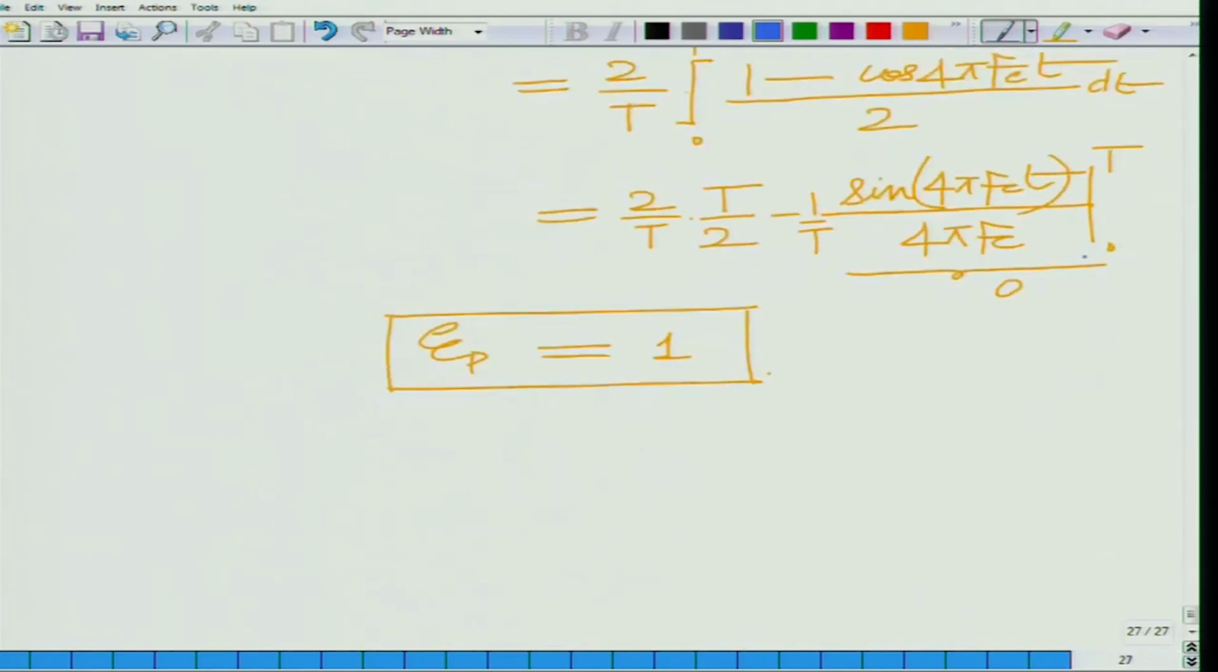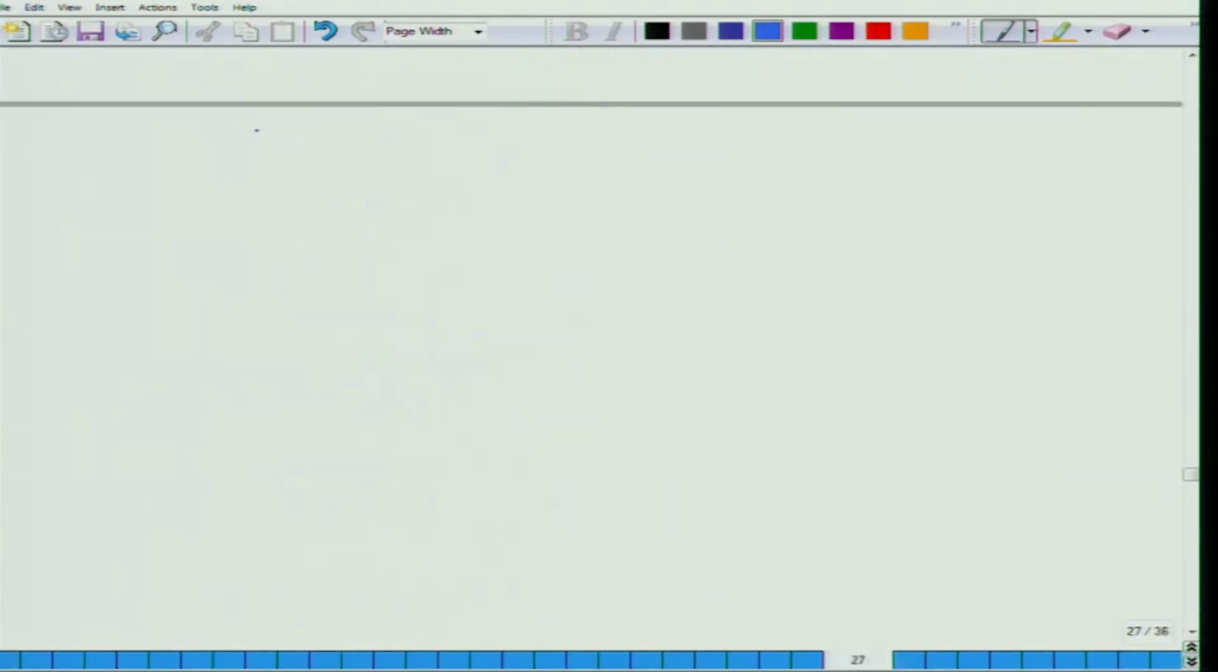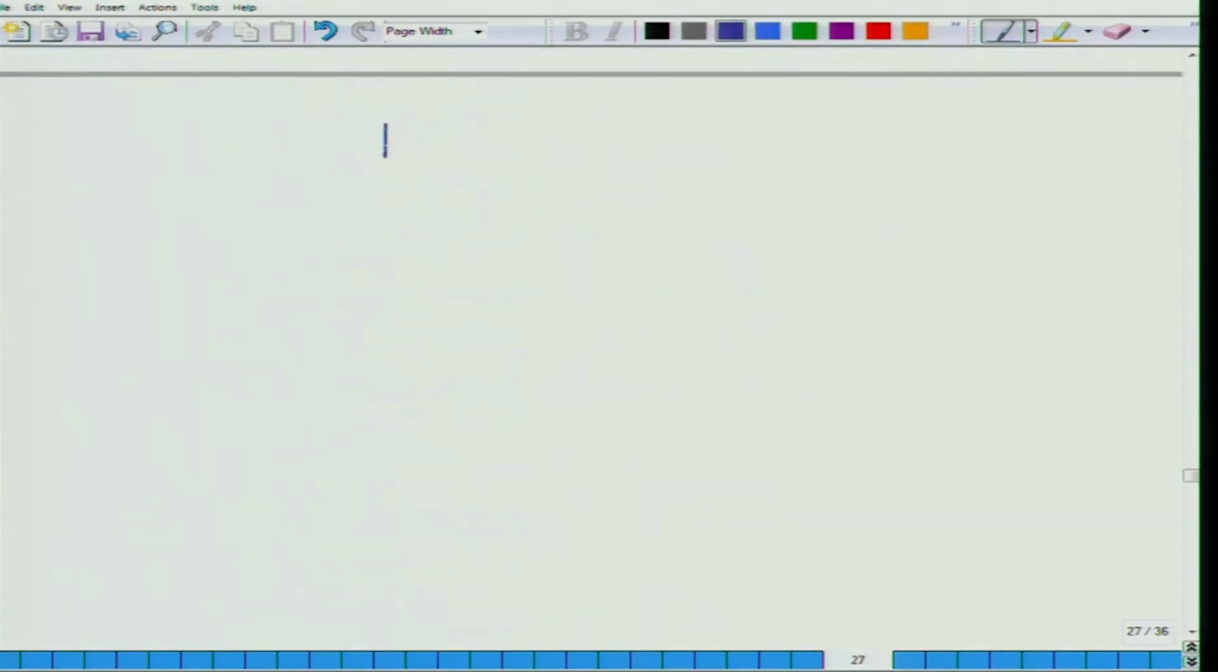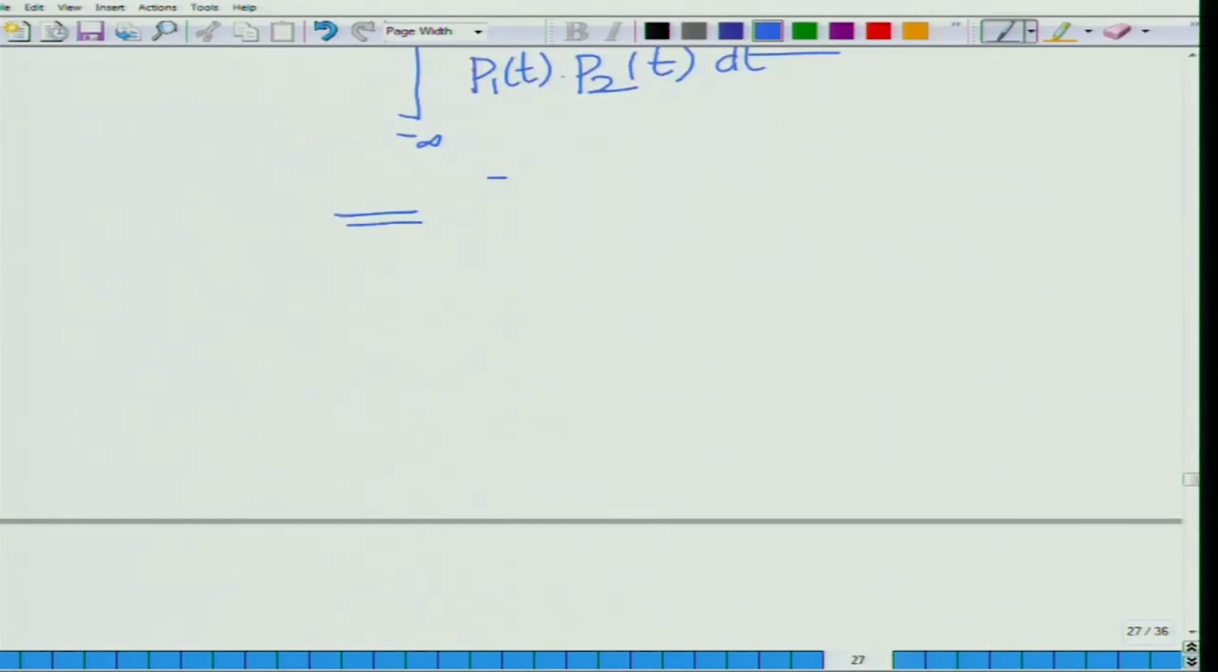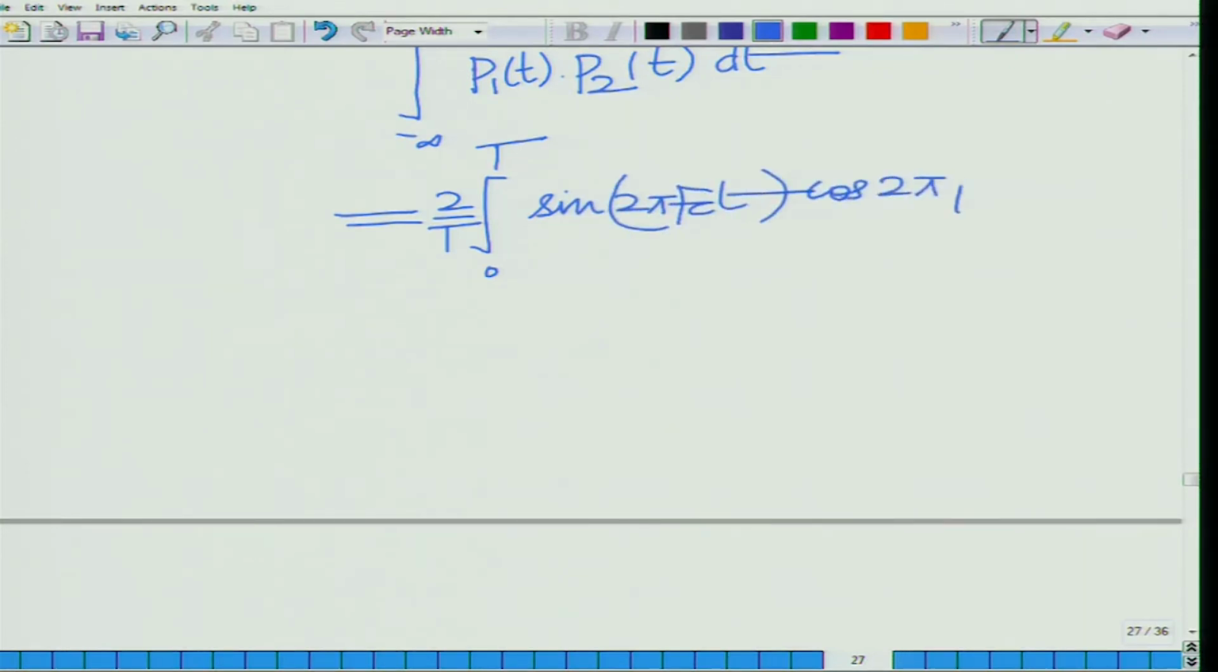Further, if you look at the inner product, now coming to the inner product, we have the integral from minus infinity to infinity of p1(t) p2(t) dt, which is equal to the integral from 0 to T of 2 over T, sine 2 pi f_c t into cosine 2 pi f_c t into dt.